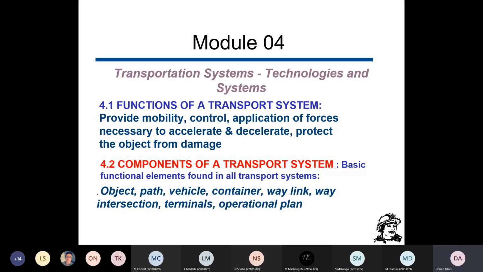Module 4. Module 4 deals with technologies and systems. So firstly, we're looking at the function of a transport system.